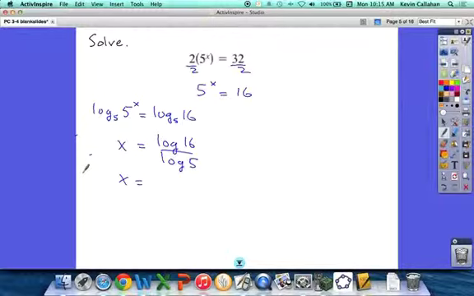Log 16. Make sure you end parentheses. 1.723.